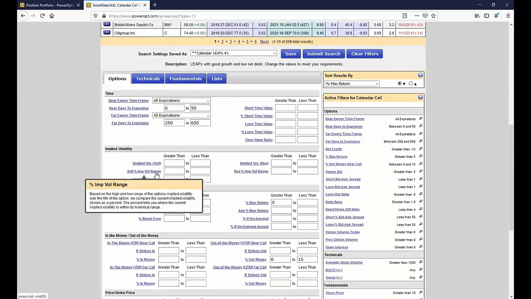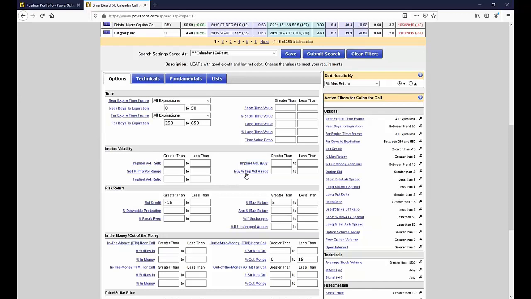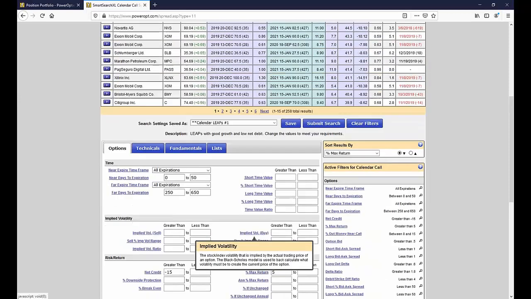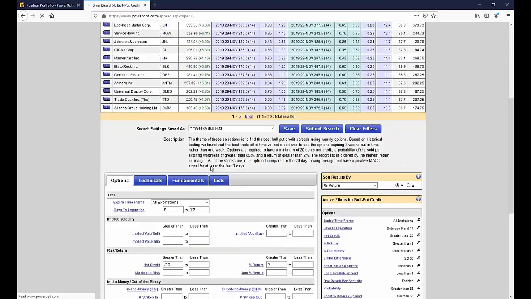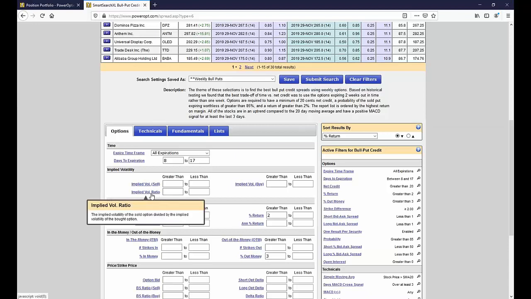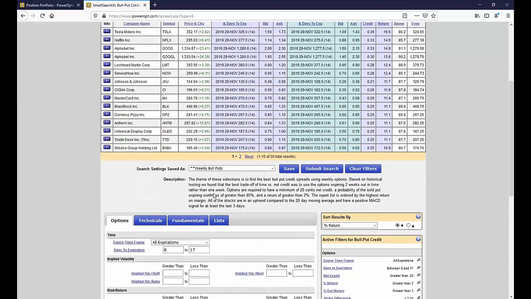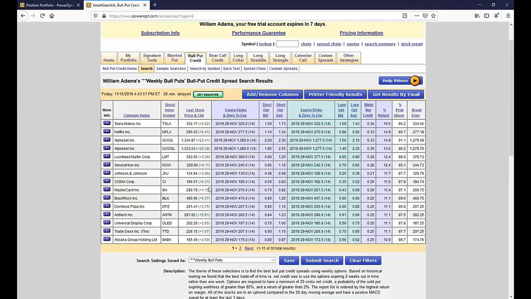So we do have the sell implied volatility range and diagonals and the buy implied volatility range. I just don't think it's available at this moment in standard credit spreads or debit spreads. I'm going to take a look, see if they added it. No, we just have the implied volatilities. But to answer your question, you can do that. We call it the percent IV range.